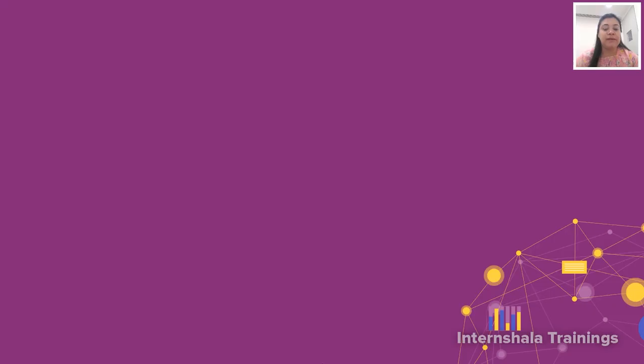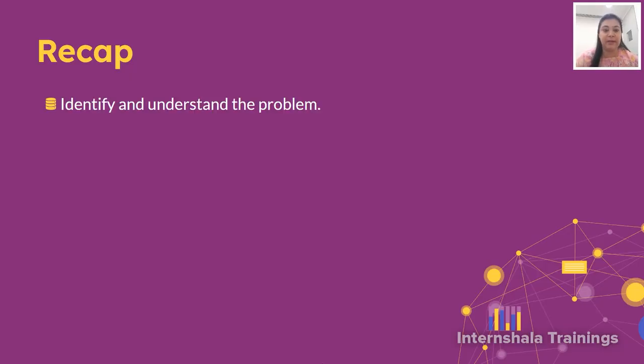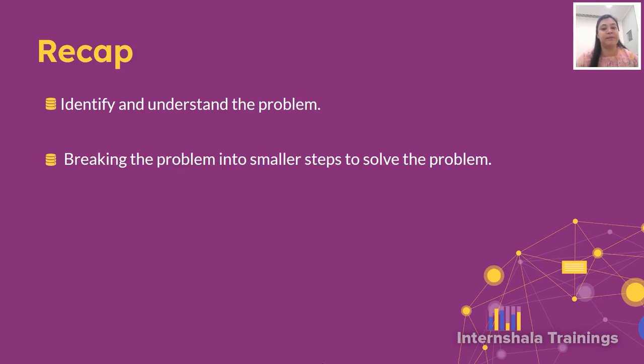Now, what is the recap and what we have come to know from this particular session? Firstly, identify and understand the problem. Secondly, break the problem into smaller steps to solve the problem. This is what you have to do later on when you go for any business problem in any of the tools that you work on. It can be Excel, Python, SQL, Tableau, or Power BI. So you need to understand the problem, then you divide it into constituent parts, and after breaking it into the constituent parts, you solve it one by one. After that, what will happen? The whole thing will come together in a single flow and it will sort it.